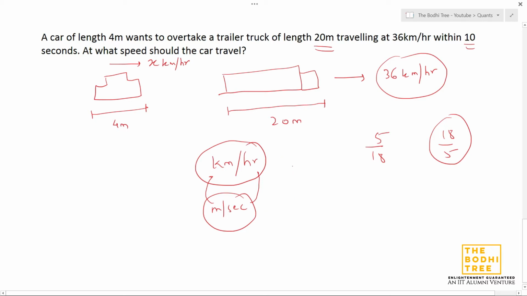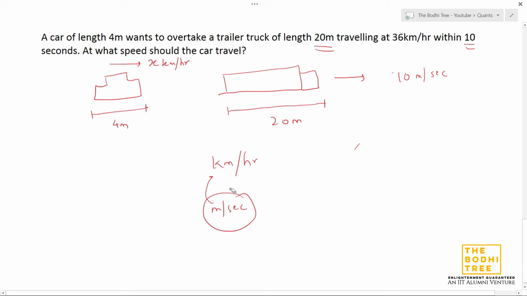In this case, because we are going from kilometers per hour to meters per second, we multiply by 5 by 18. Generally they'll give you an easier number, since it's difficult to work with such numbers. So 36 times 5 by 18 becomes 18 twos, which is 10 meters per second. This truck is traveling at 10 meters per second.